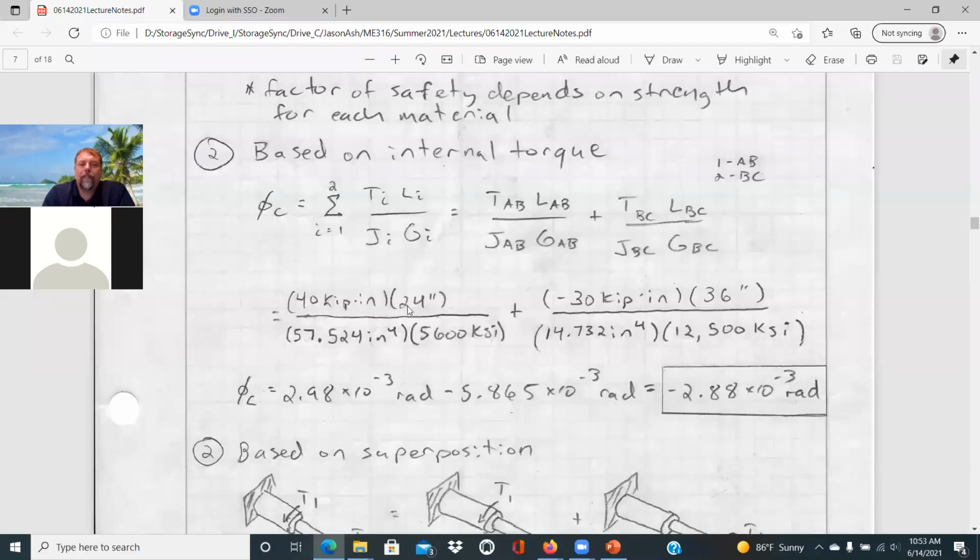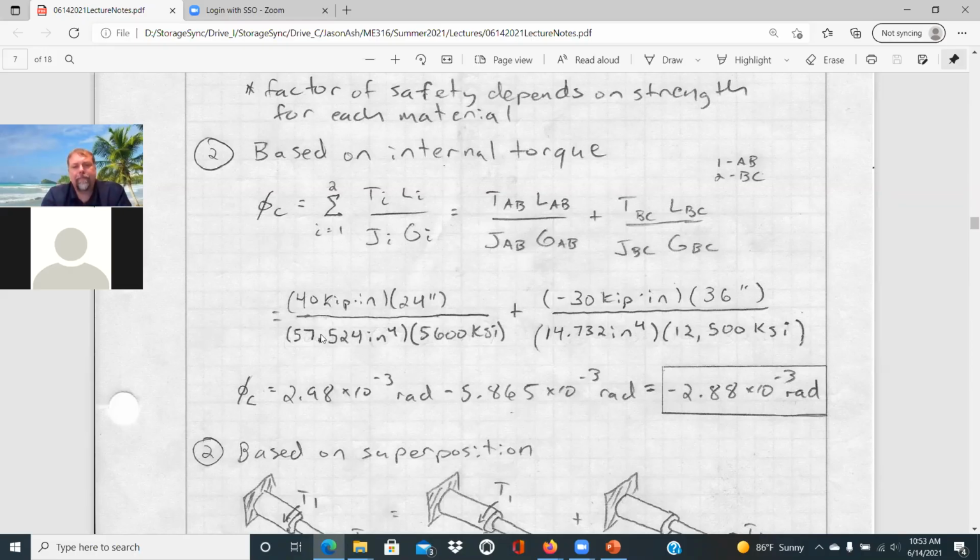And we know that 40 kip inch is valid for that 2 feet of the tube. So 24 inches divided by J, 57.524 inches to the fourth, divided by the 5,600 KSI shear modulus for that brass material. And then for the stainless steel, minus 30 kip inch was the internal torque times its length of 3 feet or 36 inches. Its polar moment of inertia and shear modulus as well.